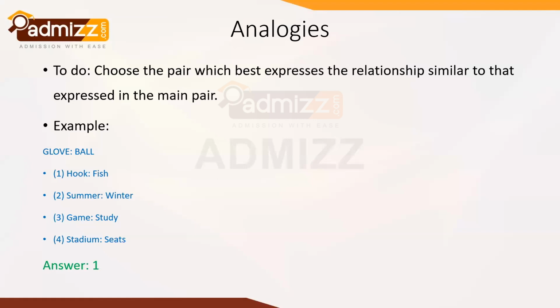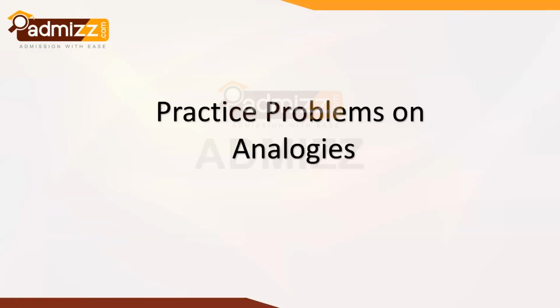Stadium and seats have got a container and containment relation. That is to mean that a stadium hosts seats. So it does not really make sense in this problem, right? So the correct answer must obviously be hook and fish, right? So that's the correct answer in this case. Now, without any further ado, we'll be moving on to practice problems quickly.